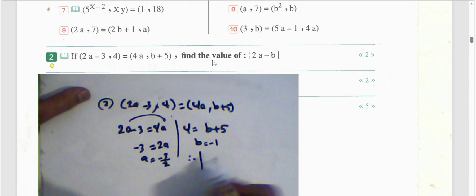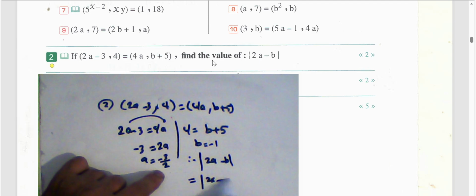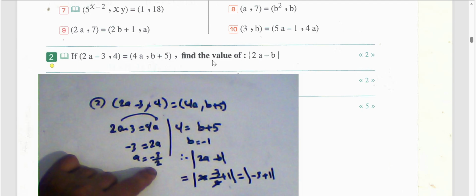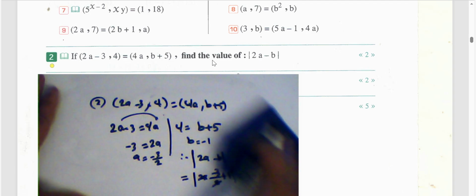Then we want to find the absolute value of 2 product by a minus b. Okay, give me the answer. 2 product by negative 3 over 2 minus b. The value of b was negative 1. Negative negative is positive, so it will be positive 1. 2 divided by 2 is 1. Then we have negative 3 plus 1, which is negative 2. Absolute value of negative 2 equals 2.